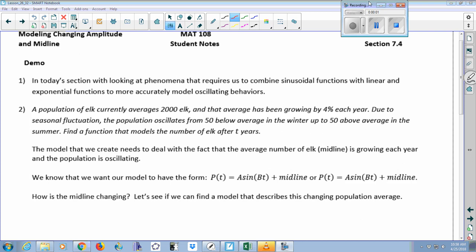Want to start us off with number one? Well, there's a typo.